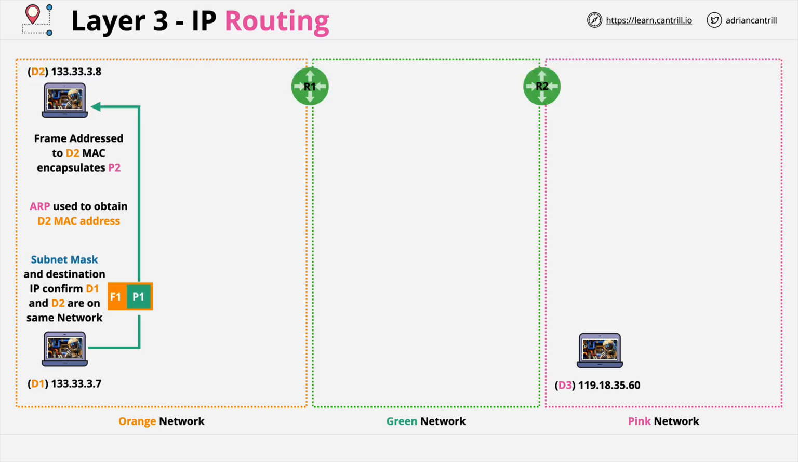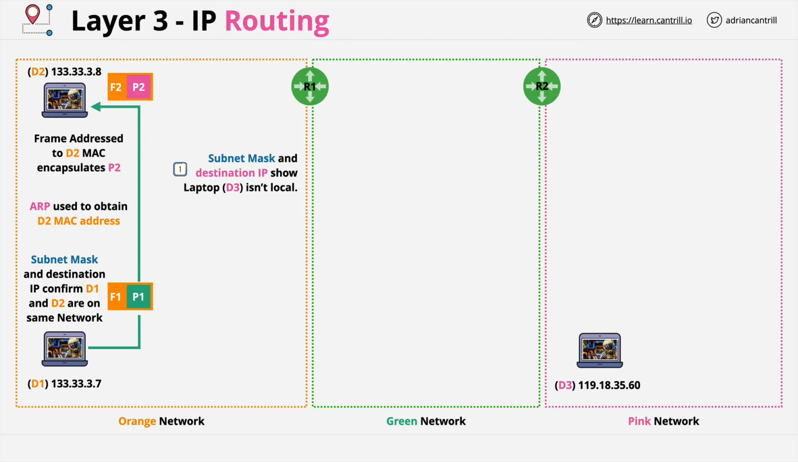Now let's step through a remote example, device 2 communicating with device 3, and these are on 2 different networks. Device 2 is on the orange network and device 3 is on the pink network. So first, the D2 laptop compares its own IP address to the D3 laptop IP address, and it uses its subnet mask to determine that they're on different networks. Then it creates a packet P2 which has the D3 laptop as its destination IP address.